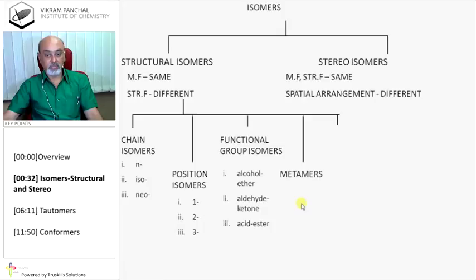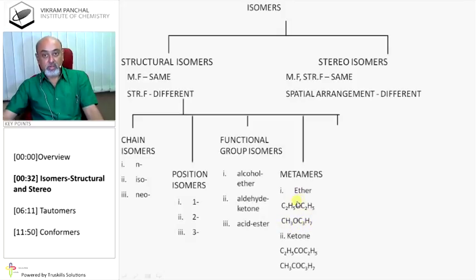Next is metamers. Metamers have same molecular formula, same functional group, only number of carbons present in alkyl chain are different. So they are called metamers. For example, ether. In ether, if you take these two compounds, diethyl ether and methyl propyl ether, molecular formula will be same, functional group will be same, but number of carbon present in alkyl chains are different. So they are known as metamers.